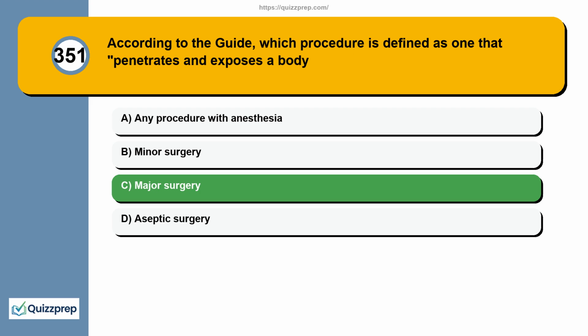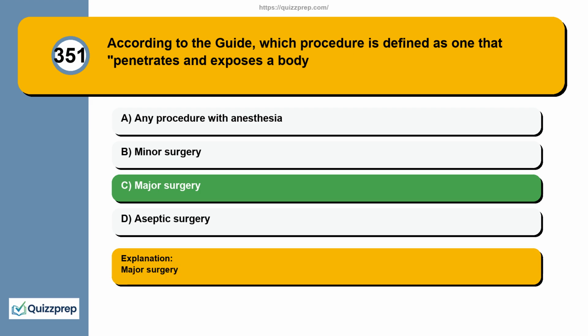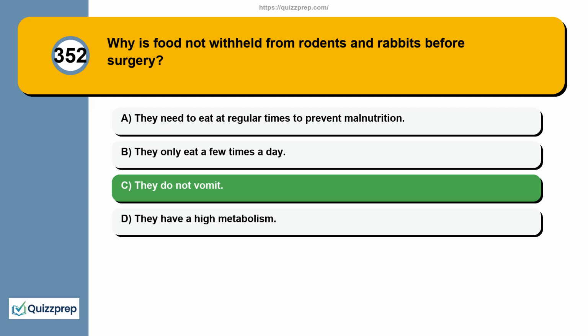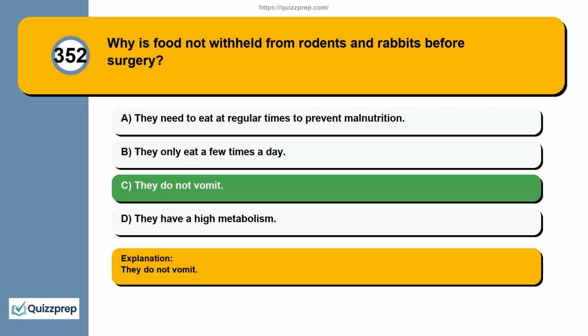Major surgery. Question 352. Why is food not withheld from rodents and rabbits before surgery? Option A. They need to eat at regular times to prevent malnutrition. Option B. They only eat a few times a day. Option C. They do not vomit. Option D. They have a high metabolism. The correct answer is option C. They do not vomit.